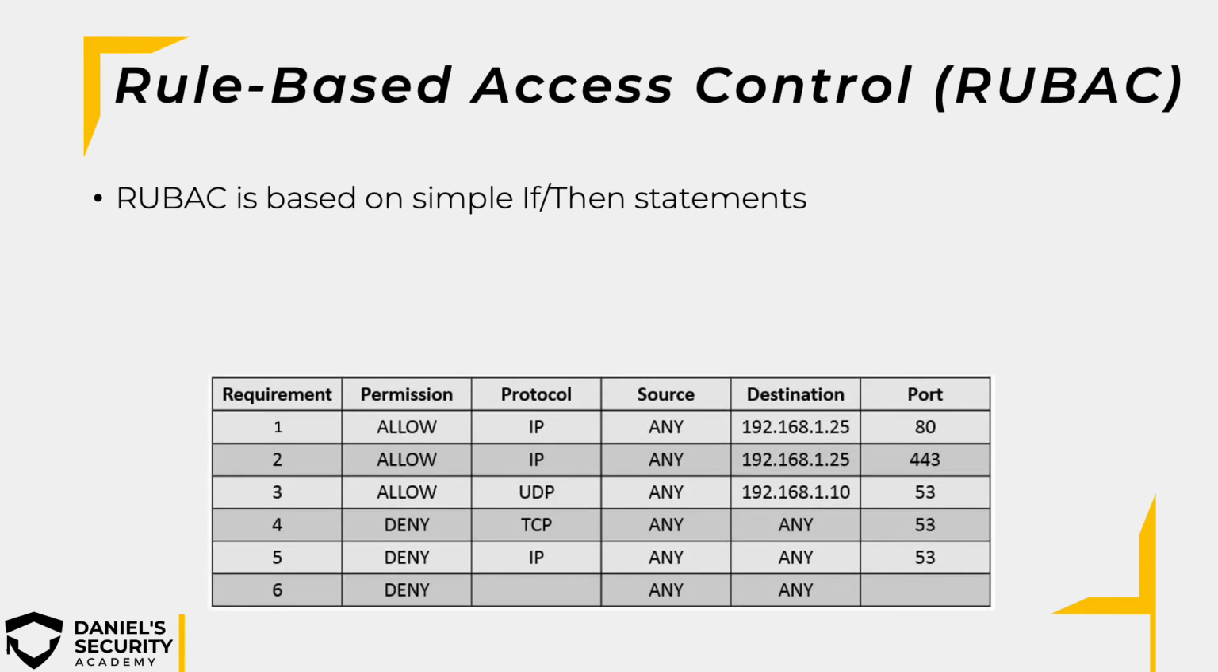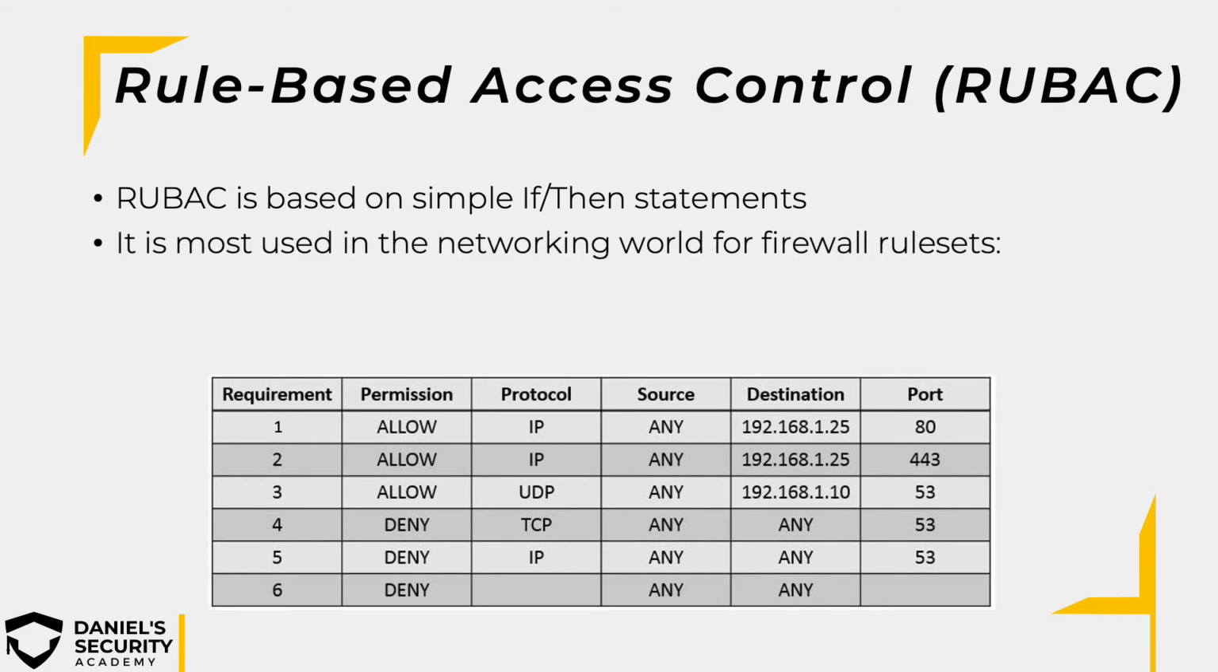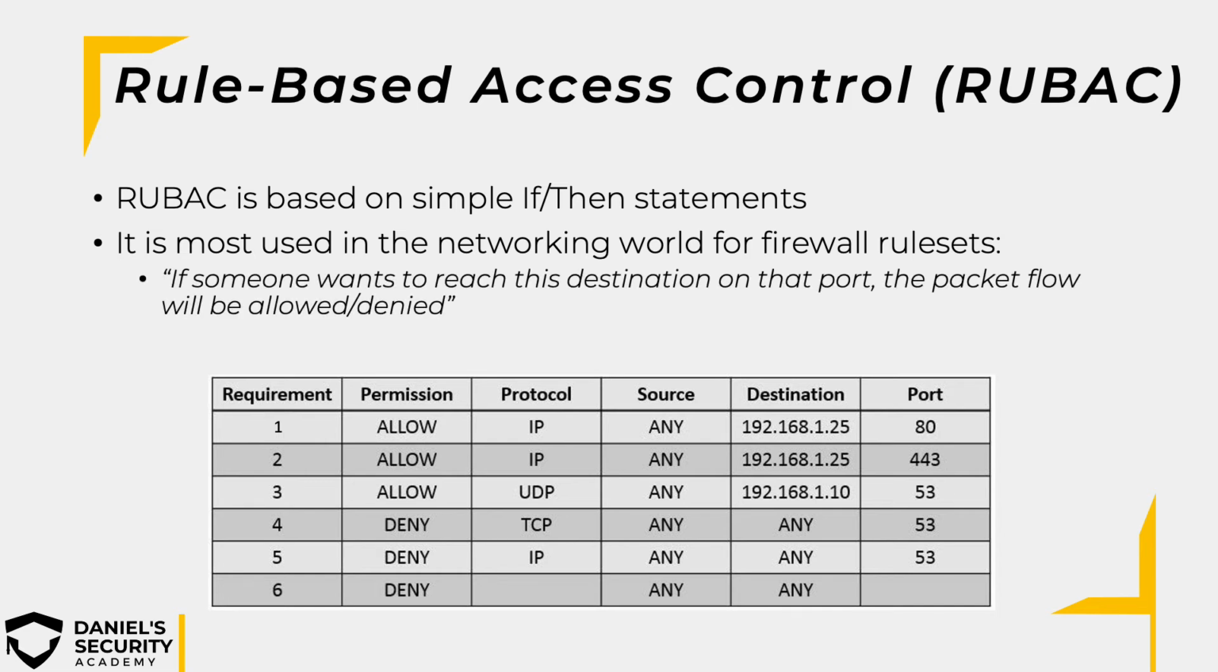Moving on to the last one, which is not necessarily an access control for authorization in the sense the four before were, because rule-based access control is pretty much simple if-then statements, and is mostly used in the networking world for firewall rule sets, for example, as the table below shows. And it's pretty much, if someone wants to reach a destination on a specific port, the packet flow may be either allowed or denied. And depending on what kind of firewall you have, you can apply multiple filters.